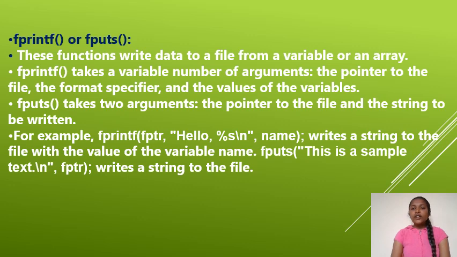Next is fprintf. This function is used to print data from a variable or an array to a file. fprintf takes a variable number of arguments like the file pointer, the format specifier and the values. fputs takes two arguments, the pointer to the file and the string to be written. For example, fprintf(fptr, "%s", name) writes a string to the file from the variable name, and fputs("This is a sample text", fptr) writes a string to the file.